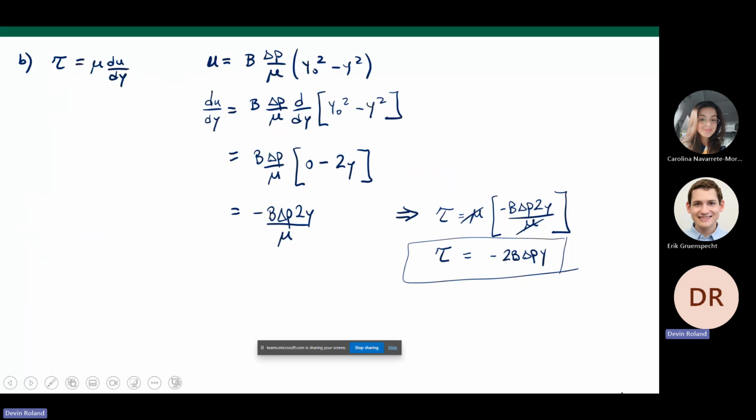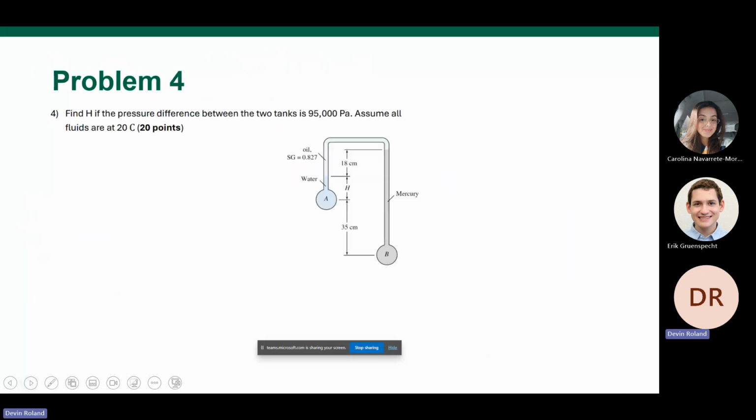All right. So we'll go on to problem 4. For problem 4, we have this figure, and we have this pressure system with 3 different fluids. We have water, oil, and mercury, and we know 2 points, A and B, and we have some measurements to the interfaces between these different fluids.